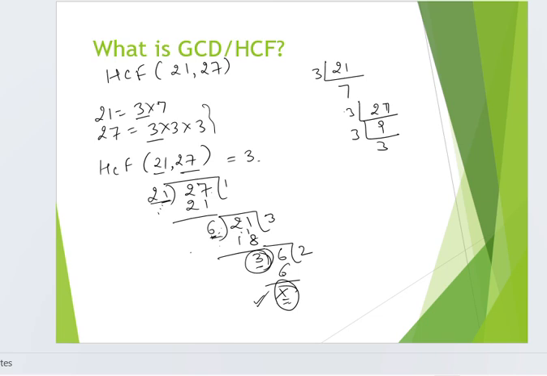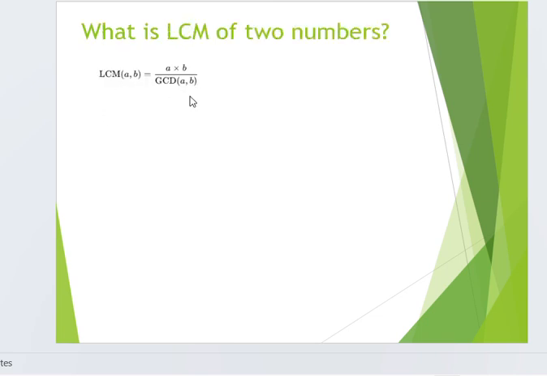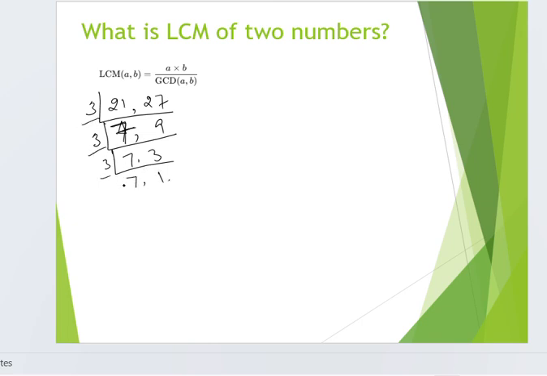Let's move to the next one. When we talk about LCM, what exactly is LCM? We take the factorization of both the numbers. Let's take the same numbers again, 21 and 27. We go with 3 because we take the prime numbers. 3 sevens are 21, and 3 nines are 27. 7 and 9 have no common factor, but if you want factorization we can still go with 3 again. So we have 3, 3, 3 and 7.